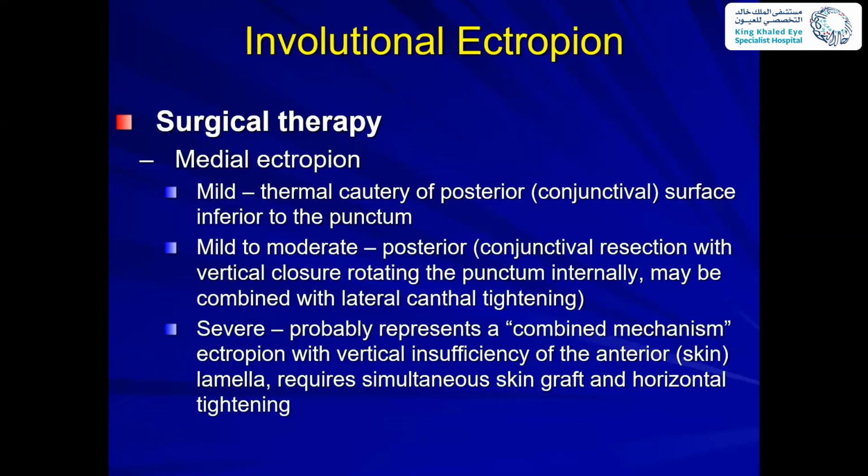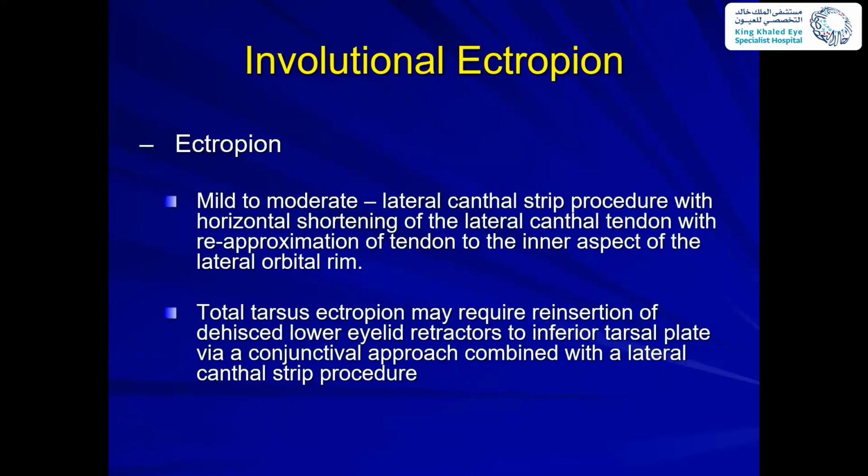Treatment for involutional ectropion, like what we mentioned for entropion, is based on correcting the horizontal laxity with a lateral tarsal strip and the vertical laxity with lower eyelid retractor reinsertion. And this is, again, surgical correction similar to entropion regarding the horizontal and vertical lid laxity correction.